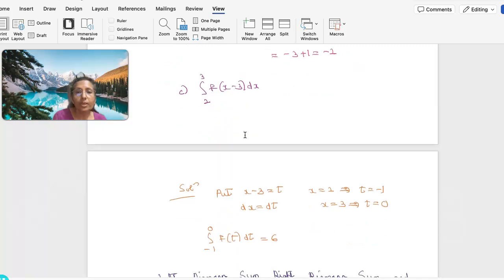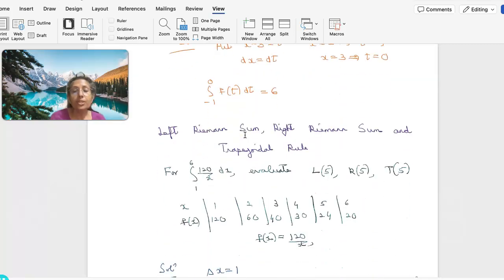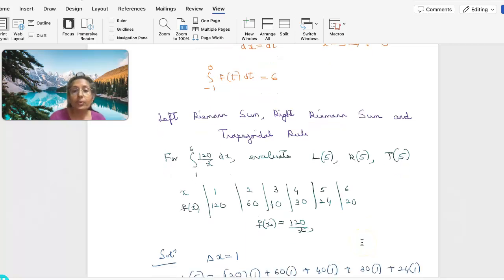Okay, now we come to the left Riemann sum, right Riemann sum, and trapezoidal rule. For integral 1 to 6 of 120/x dx, evaluate the left Riemann sum L5, the right Riemann sum R5 and the trapezoidal rule T5. You are given this table. So f(x) is 120/x and delta x everywhere is 1.